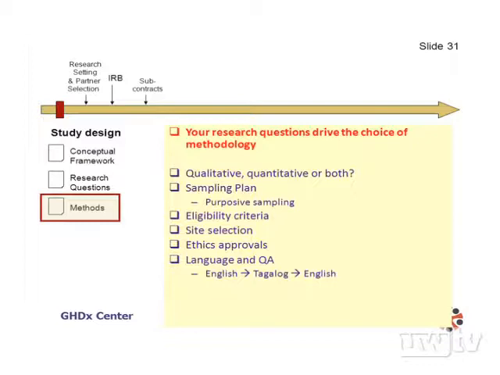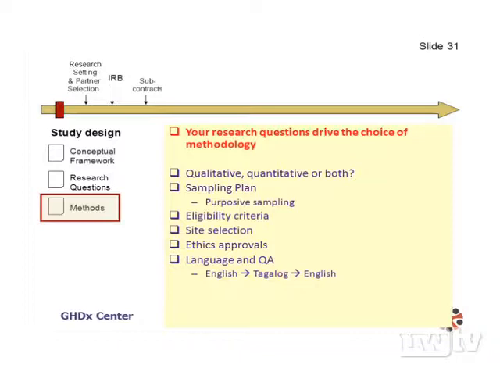Snowball is another technique that people use, which is basically I interview you and then I ask, well, who do you think, who else should I be speaking with? And you can get referred to other people. Those are also valid sampling techniques, but you just need to know what your sampling plan will be.